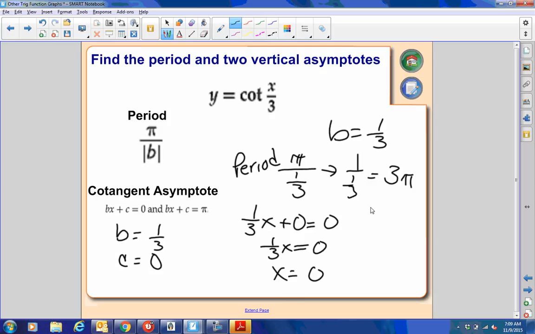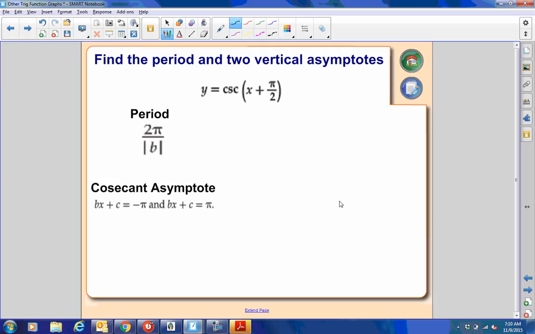The next one is 1/3 x plus 0 equals pi. And again, when I have 0, it's just 1/3 x equals pi. When I divide both sides by 1/3, I get x equals 3 pi. There's my next location of the period. And that's it for finding the period and the vertical asymptotes for cotangent. Now it's your turn. You try to find the period and the two vertical asymptotes for cosecant.